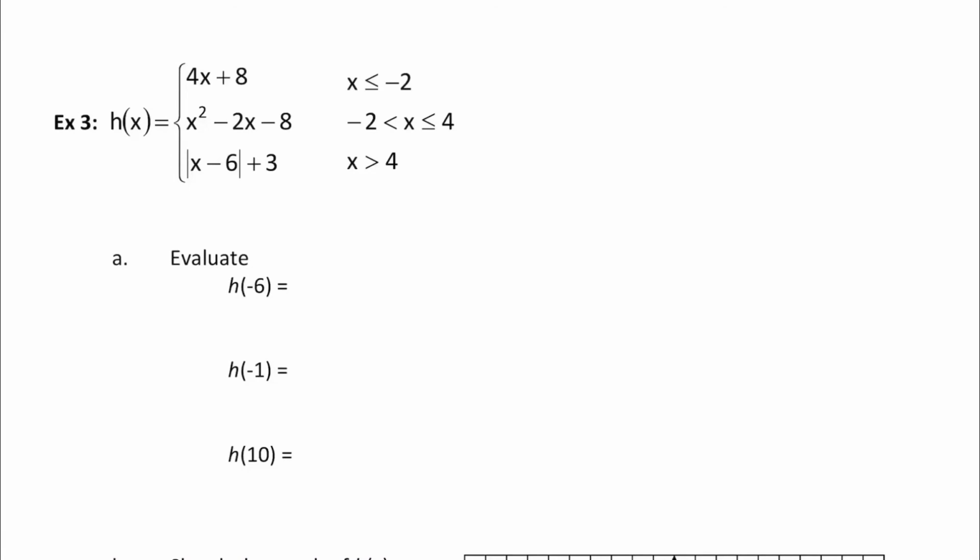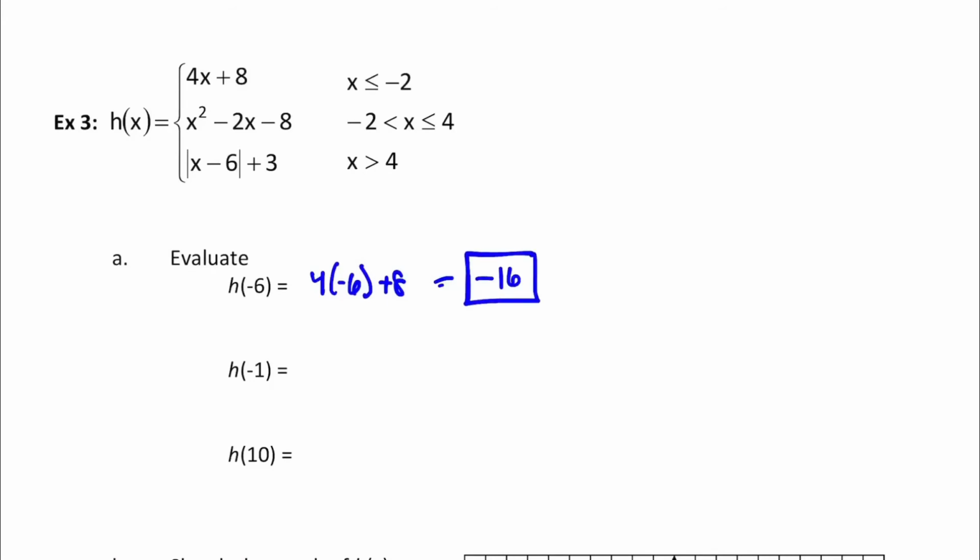Our final example, h of x, is 4x plus 8 when x is less than or equal to -2. x squared minus 2x minus 8 when -2 is less than x is less than or equal to 4. And absolute value of x minus 6, plus 3 when x is greater than 4. So first thing we're going to do is evaluate these algebraically. h of -6, again, what you have to do is figure out where is -6 in these intervals. Well, -6 is less than or equal to -2, so it's here, which means I'm using that piece. All right, so it's going to be 4 times -6 plus 8. -24 plus 8, what is that, -16?